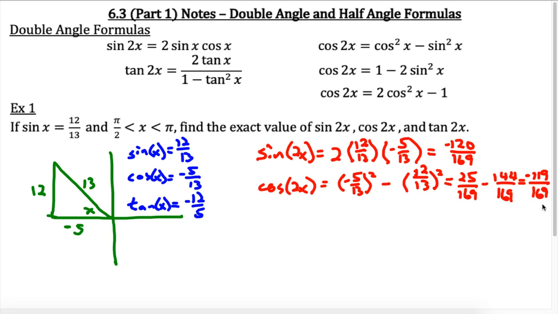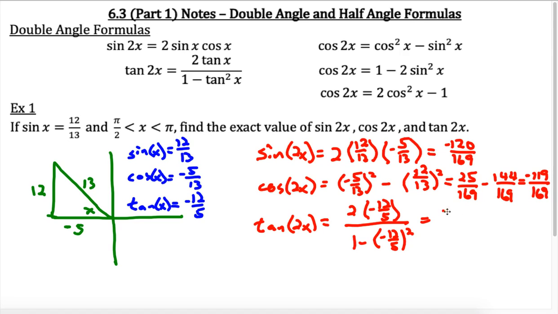And then finally, tangent of 2x would be 2 times the tangent, so 2 times negative 12 over 5, over 1 minus negative 12 over 5 squared. So let's see what this will simplify to. That'll be negative 24 over 5 in my numerator, over 1 minus, when I square this, it becomes positive, 144 over 25.